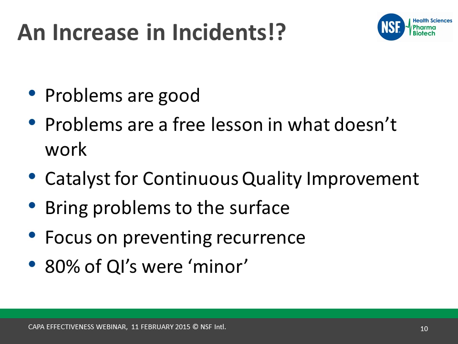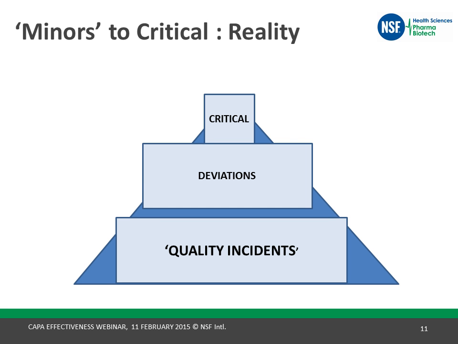This allows us to focus on preventing recurrence. But importantly, in this particular example, 80% of these quality incidents were fairly minor in nature. And really what I want to emphasize here is that we all know that every deviation is different. You have those that are more important than others. However, they are all equally important in that they represent opportunities for improvement. If you're operating within a controlled environment, most of your incidents are going to be what I will call quality incidents.